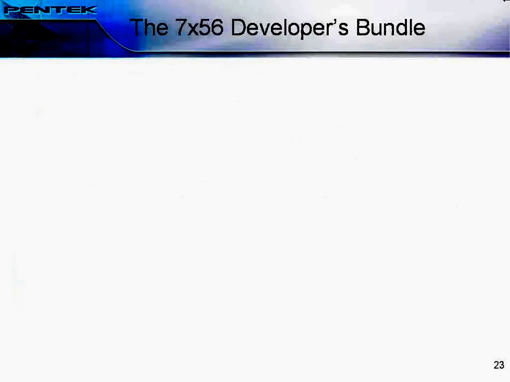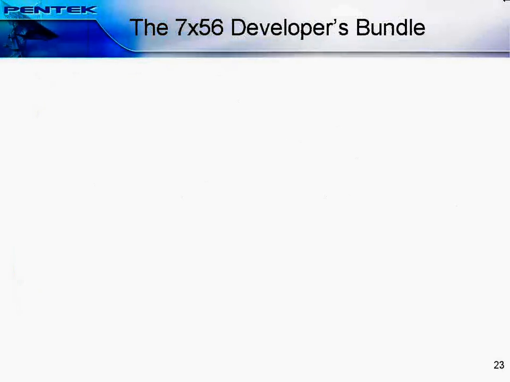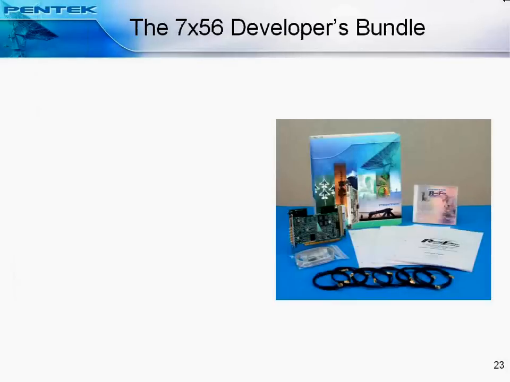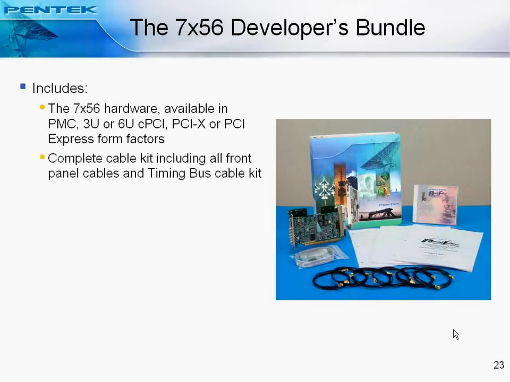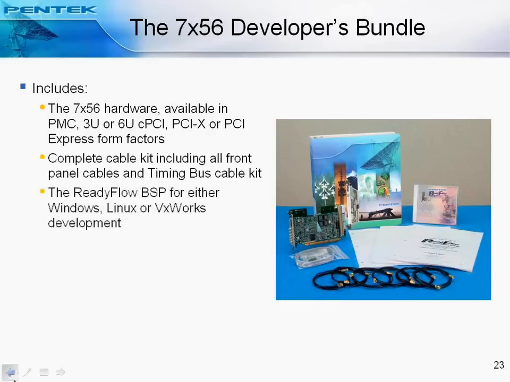So, how do you get started using the 7156? Well, Pentek is offering a 7x56 developers bundle. It includes everything you need to get started. In the kit is the 7156 hardware, but again, that's available as a PMC or a 3U or 6U CompactPCI or PCIX or PCI Express form factor, depending on what host you're going to be mounting it in. It includes a complete cabling kit for all the front panel cables as well as the timing bus cable for synchronizing multiple boards. It includes the development software in the form of the ReadyFlow BSPs, and those can be optioned either as Linux or Windows or VxWorks, depending on what target you're going to be developing for.